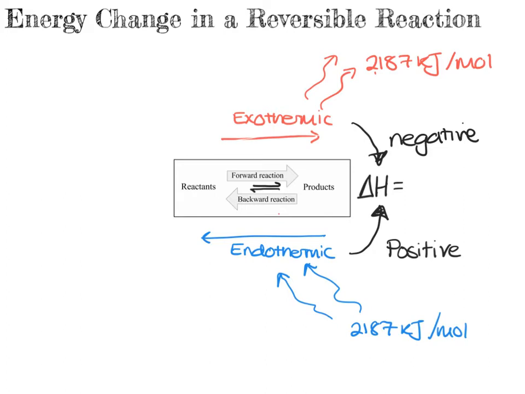Okay, so the stuff that I've written in red and blue is the stuff that I need you to know. The stuff that I've written in black is some tips to help you in an exam if you're not sure whether you're looking at an endothermic or an exothermic forward direction reaction.